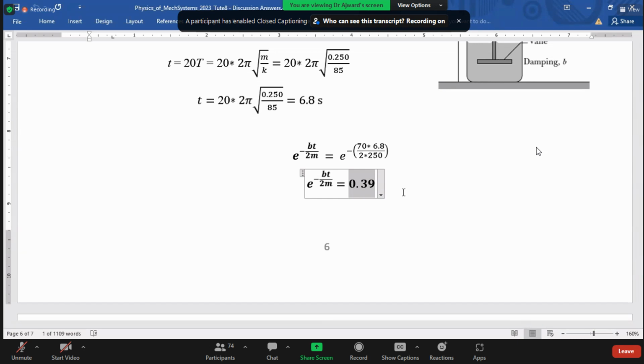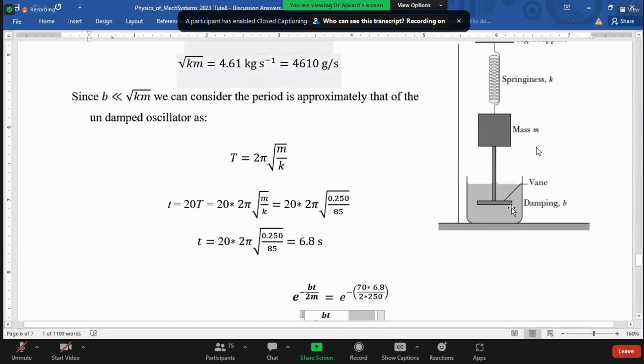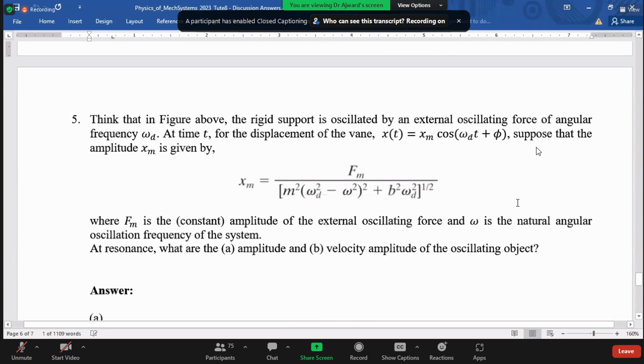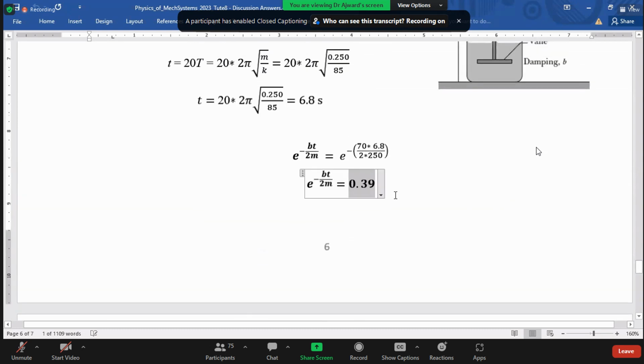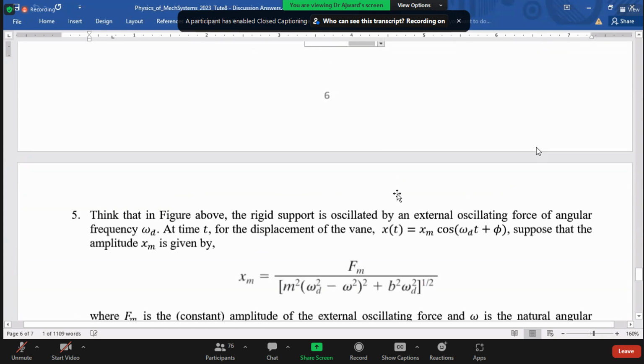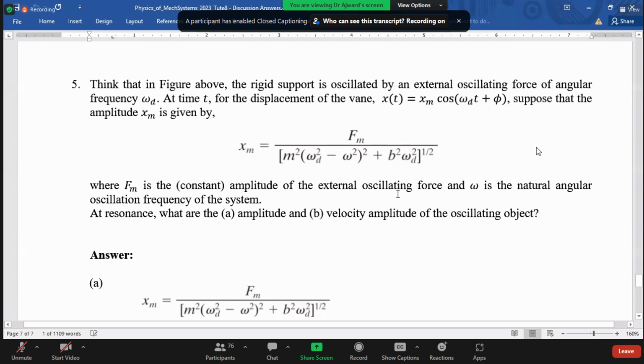Yeah, this is the continuation of that simple harmonic motion spring block oscillator, the damped version. Damping means that it experiences some kind of drag force or frictional force. Because of that, the amplitude decreases. So if there are no problems, I will go to the next problem.